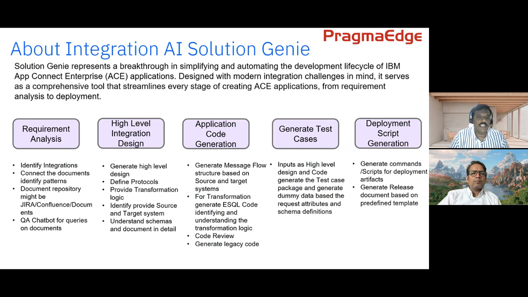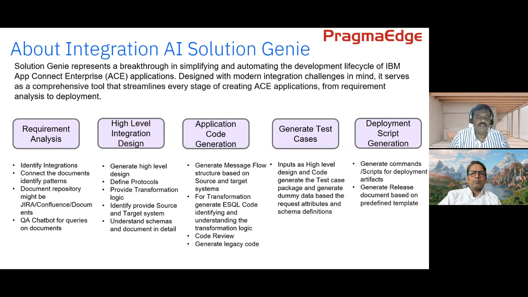Based on that, as we know from ACE, we have out-of-the-box connectors, which we call node patterns. It understands that and provides details about this: for these integration requirements, these are the different integration patterns we can use. That will be the output from requirement analysis. In upcoming slides, we will discuss this in detail.